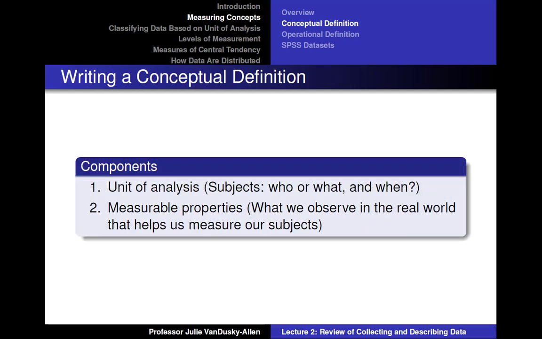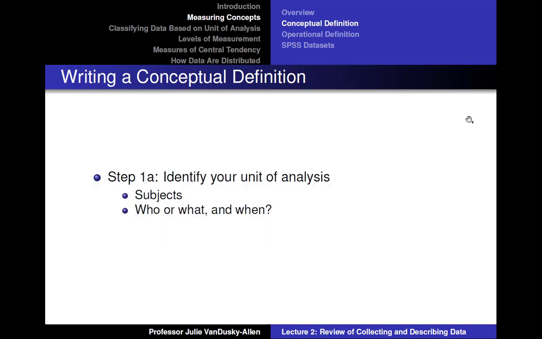In the next few slides, I will show you how to develop a conceptual definition. As an example, we are going to develop a conceptual definition of democracy. The first step in creating a conceptual definition of a variable is to identify the variable's unit of analysis. Recall that the unit of analysis tells us who or what the concept applies to, who or what they are, and when they exist.